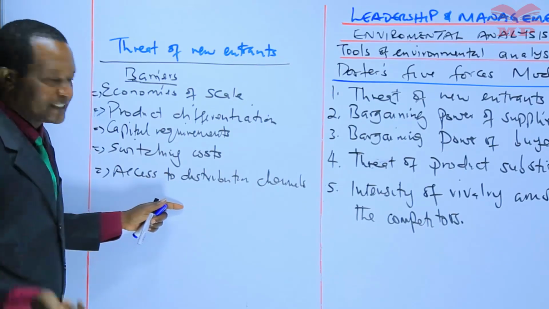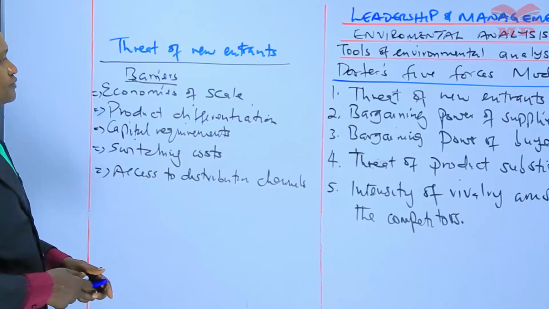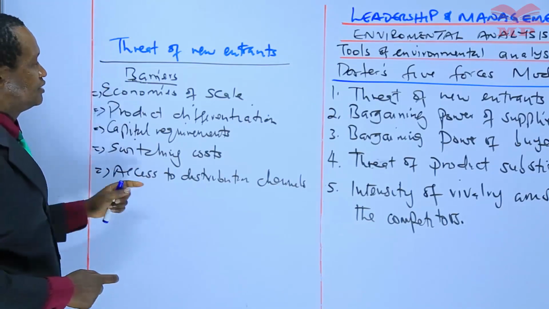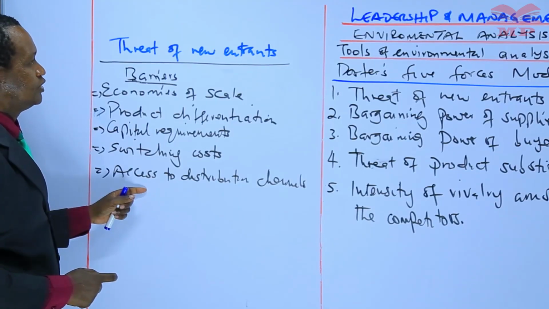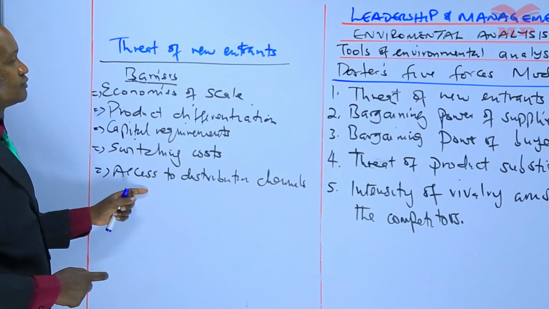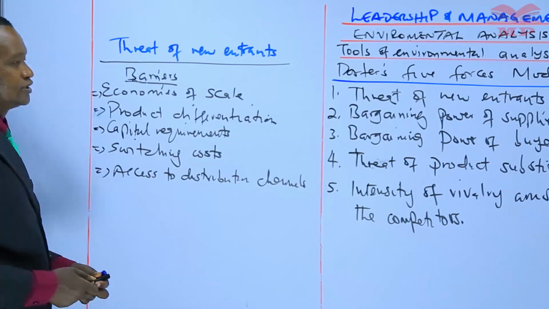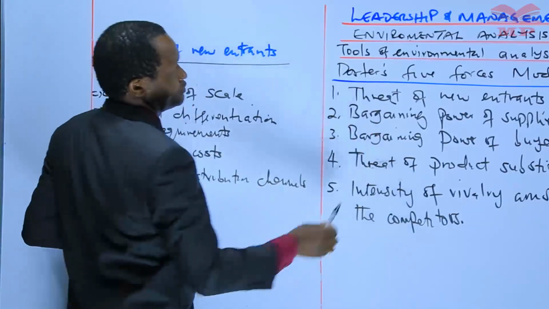So access to distribution channels can be a barrier to entering a new market. So when doing environmental analysis, candidates, under Porter's 5 forces model, it's important to check the threat of new entrants. That is the first force.